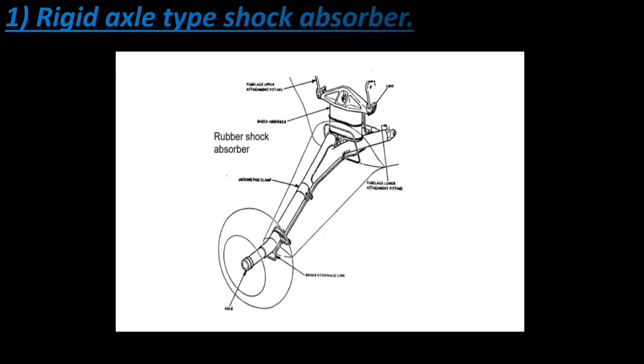The axle is usually mounted to the fuselage with some vertical deflection capabilities in the form of cushioned mounting pads located above the axle. As you can see in this picture, here are the rubber pads, the rubber shock absorber fitted above the axle, and as the axle moves vertically upward, these pads are squeezed, thereby dissipating energy.